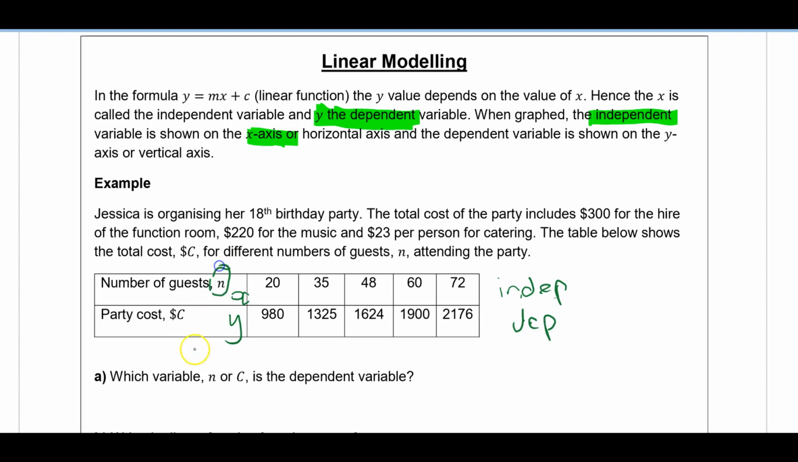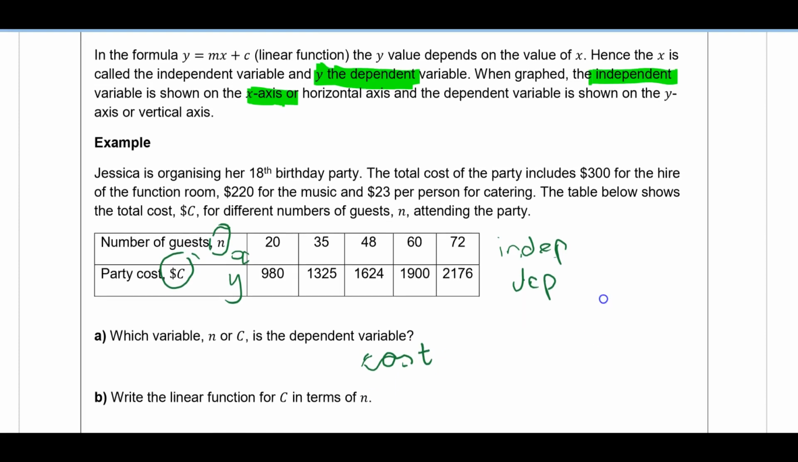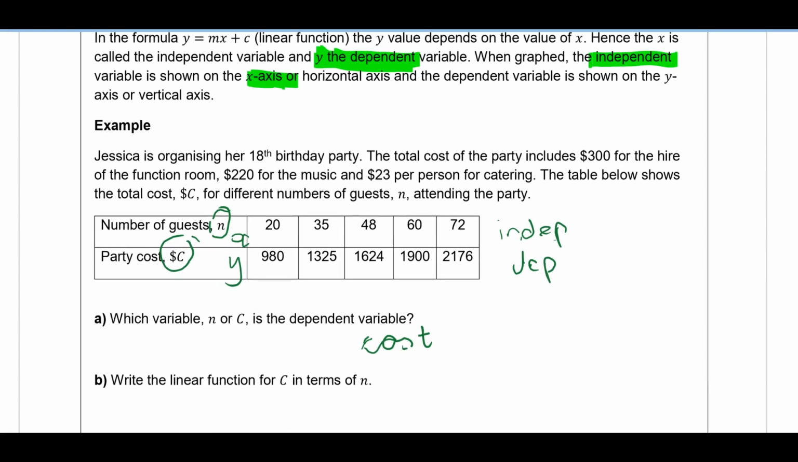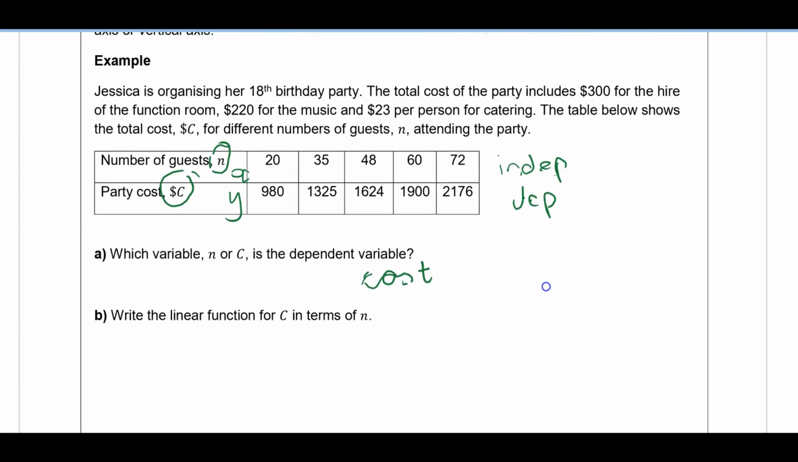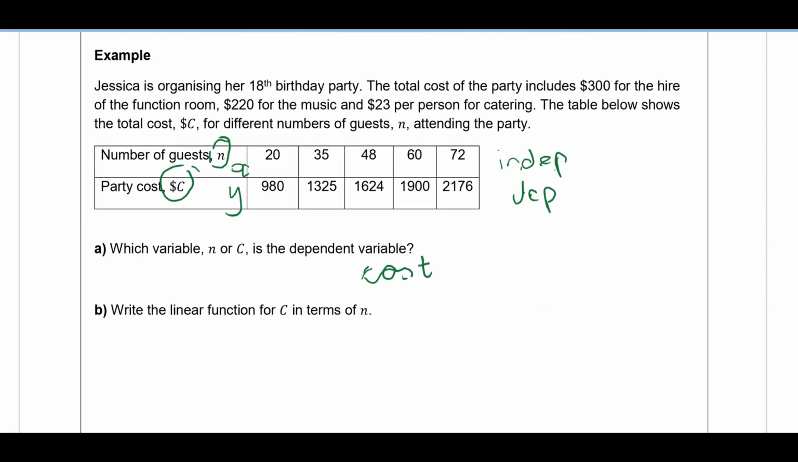This time it's the number of guests and the cost. So which is the dependent variable? The cost depends on the number of guests. Okay, I'll read the question as well. Jessica has organised an 18th birthday party. The total costing includes $300 for hire of the function room, $220 for music, and $23 per person. The table shows the cost difference. Right. So it says which is the variable that's dependent. So I said cost was dependent on number of guests.